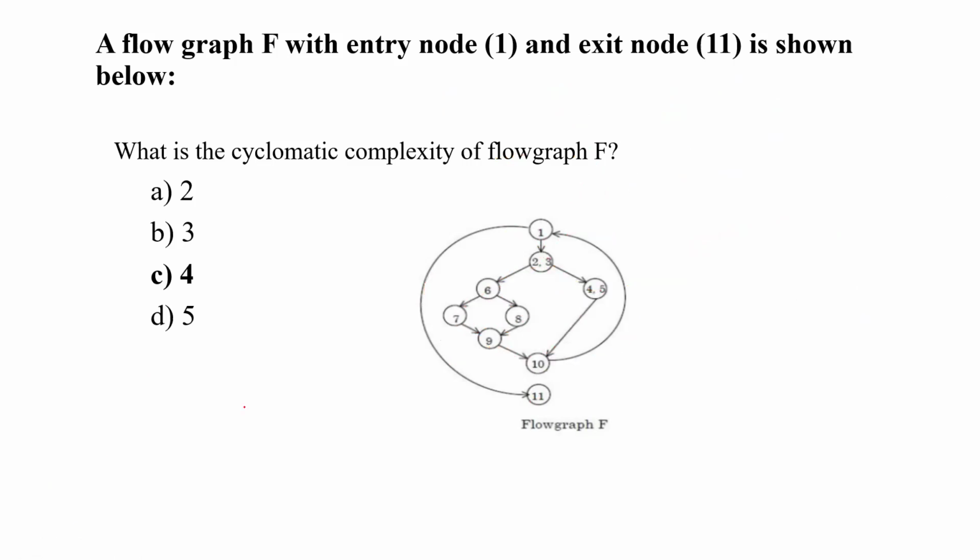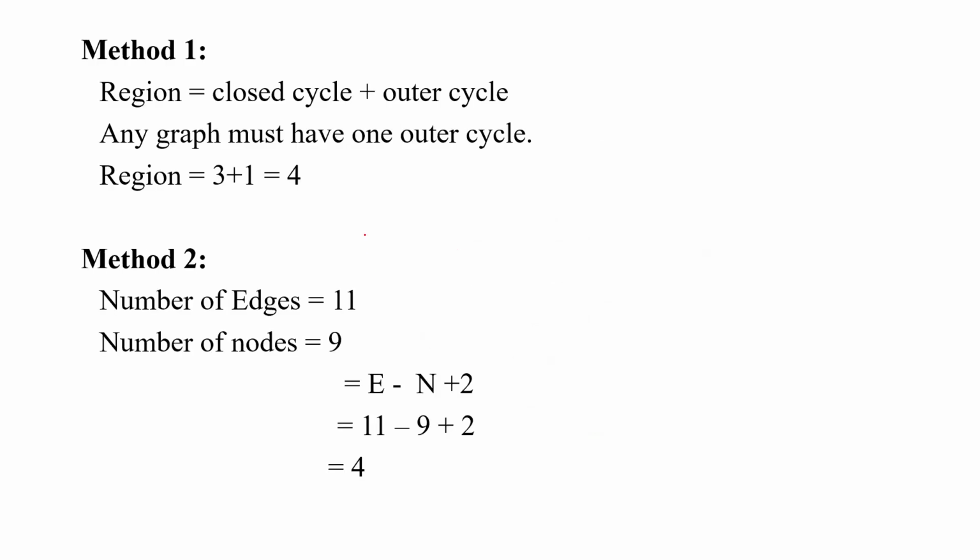number of inner cycles plus one outer cycle. What is the number of inner cycles? 1, 2, 3, and lastly one outer cycle will be there. That is called this one, totally 4. So this is method 1, and this is method 2.